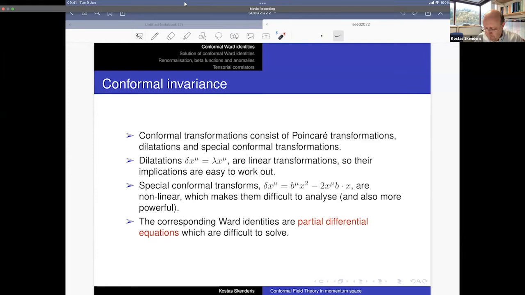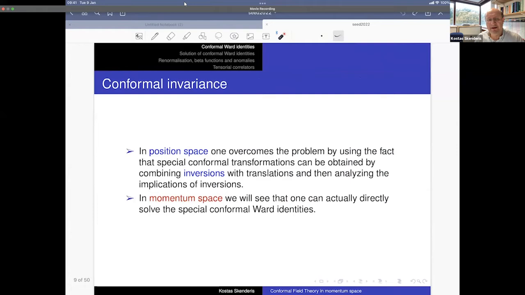So then one can ask, how did people like Polyakov manage to obtain the results they obtained already 50 years ago? The way they did it was not by directly solving these partial differential equations, which again I will display in the next few slides, but by using a property of the special conformal transformations. This can be viewed as a combination of inversions with translations. So what people analyzed were the implications of inversions.